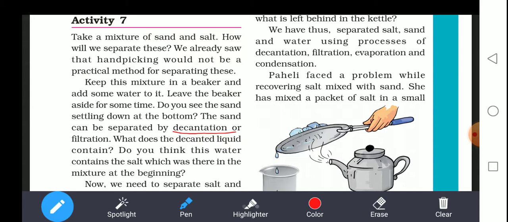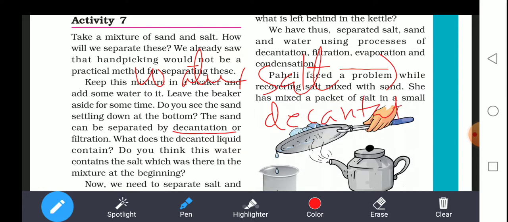Also, salt and water will be mixed. That cannot be separated by decantation or filtration. We cannot separate this water and salt by decantation or filtration. Water plus salt cannot be separated by decantation or filtration, but we can separate them by another method.